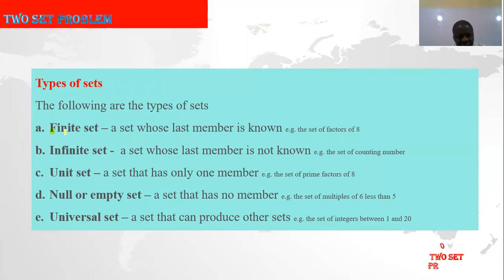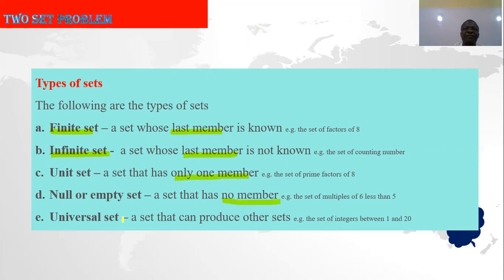So we have finite sets, we know the last member. Infinite sets, we don't know the last member. Unit sets, it contains only one member. Then we have null or empty sets. This is a set that has no member.